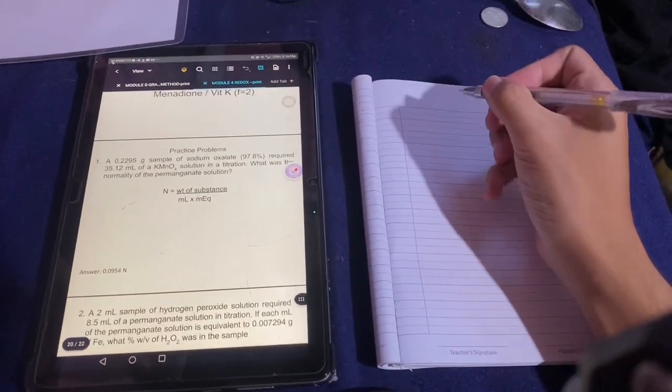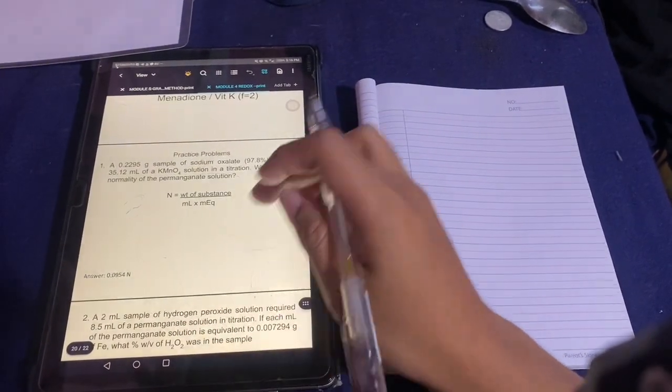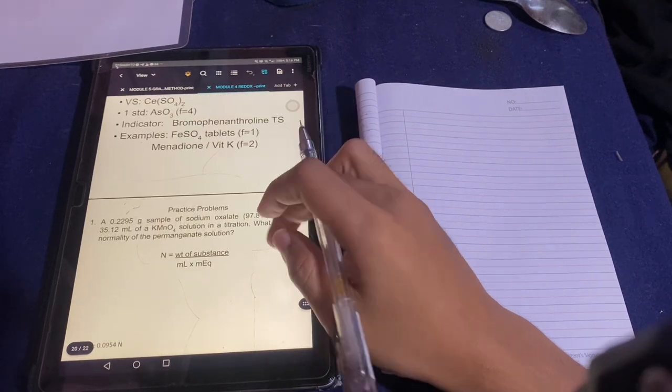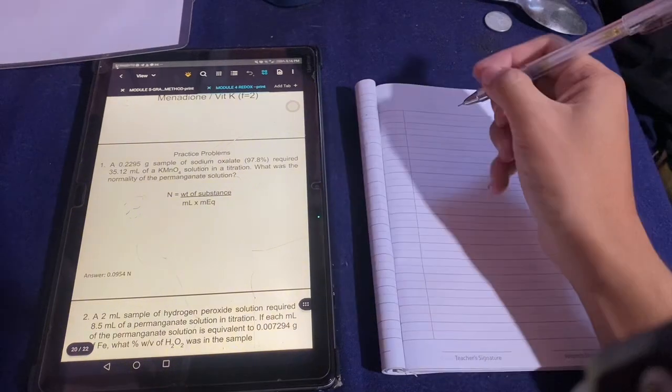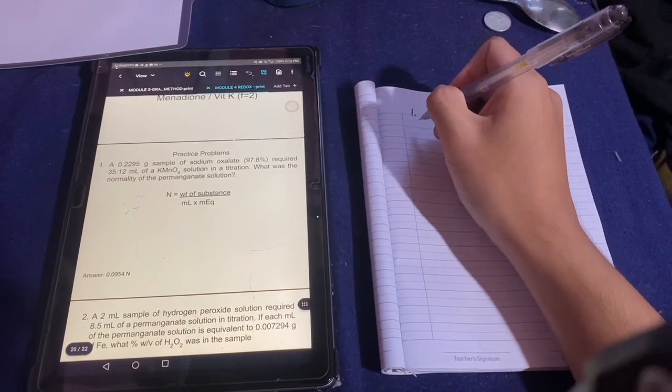So today I'm gonna talk about module 4, which is about Redox. I'll be answering this question and this question. So let's start with number 1.